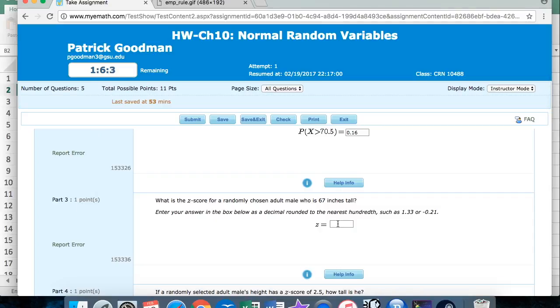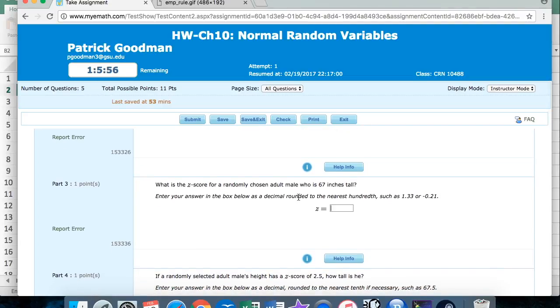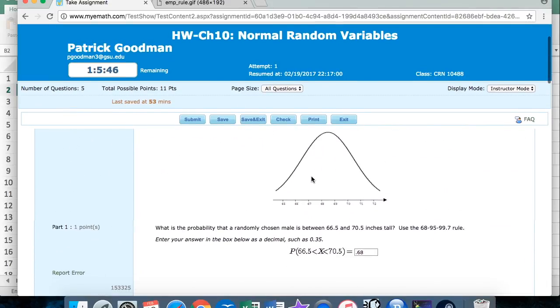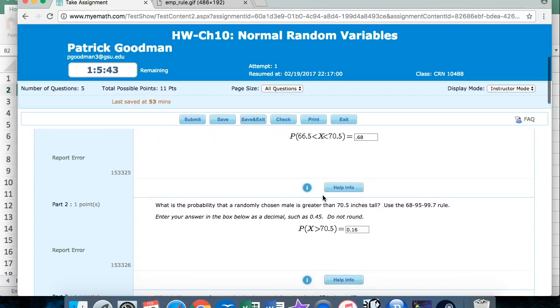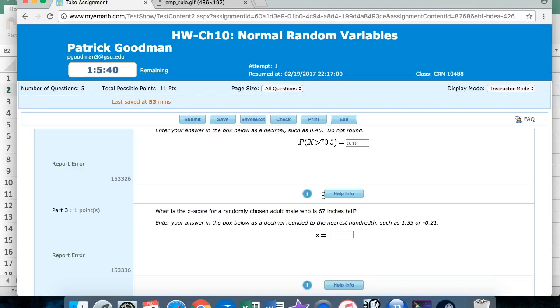Okay, so now what is the z-score for a randomly chosen adult male who is 67 inches tall? Okay, so a z-score is just a different way of expressing your data. So here, 67 inches tall, that is an actual data value, right? So that would be something you would find in your actual data. Well, a z-score, instead of thinking about the actual data values, is talking about, okay, how far away is 67 inches from your mean? So we express the distance, so the z-score is always the number of standard deviations you are away from the mean. So when you standardize your data, your mean becomes 0 and your standard deviation becomes 1.